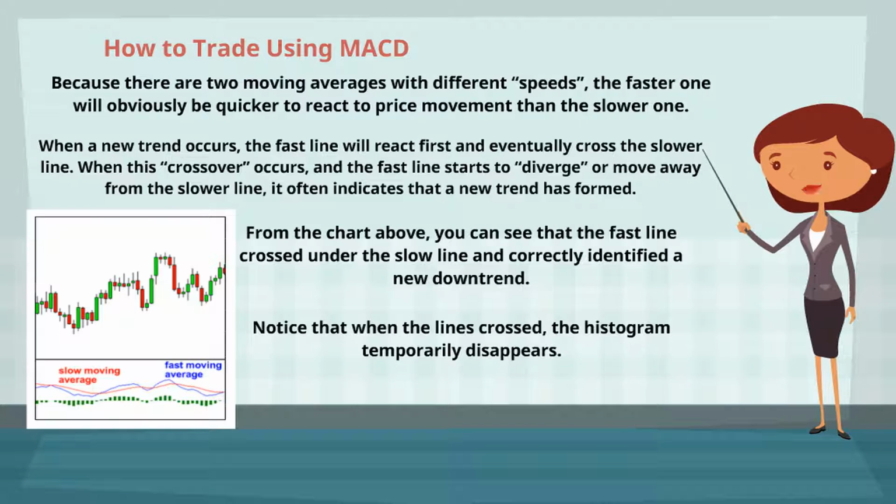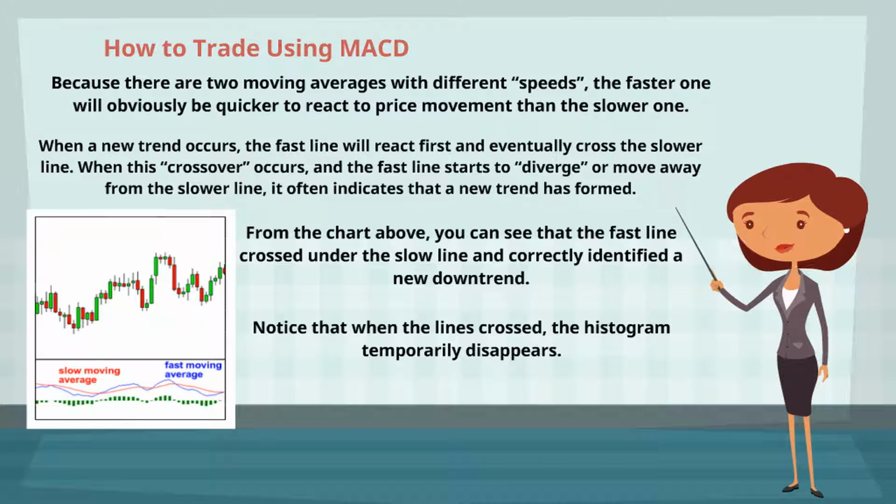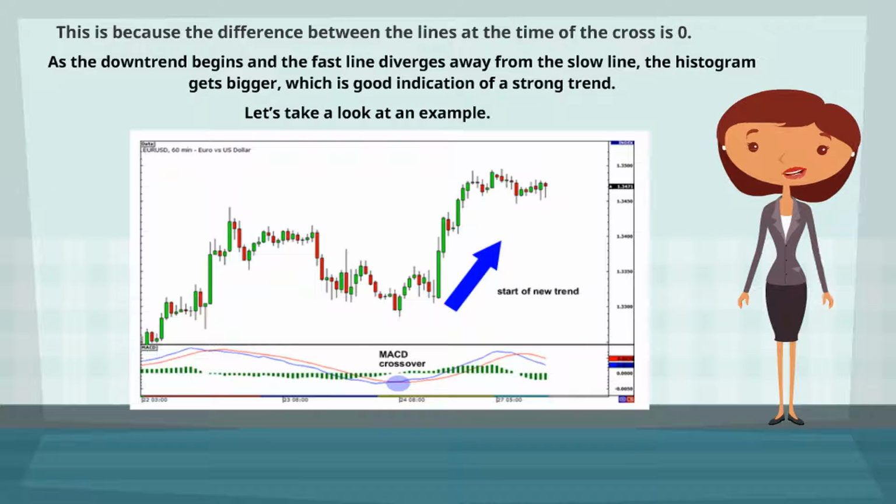From the chart above, you can see that the fast line crossed under the slow line and correctly identified a new downtrend. Notice that when the lines crossed, the histogram temporarily disappears. This is because the difference between the lines at the time of the cross is zero. As the downtrend begins and the fast line diverges away from the slow line, the histogram gets bigger, which is a good indication of a strong trend.